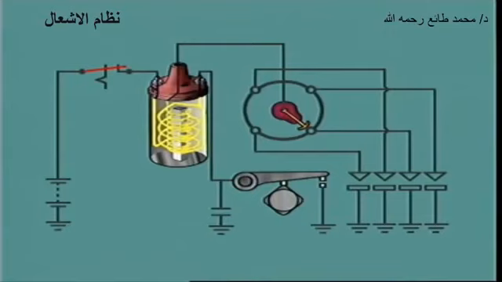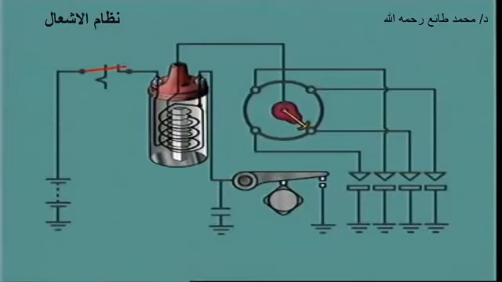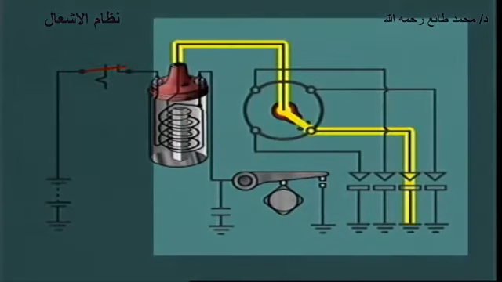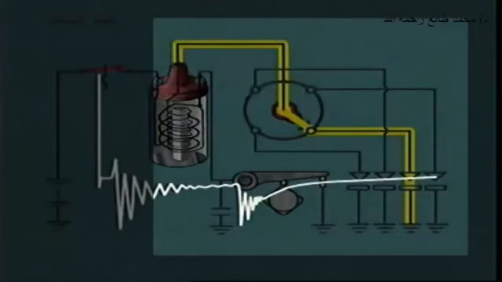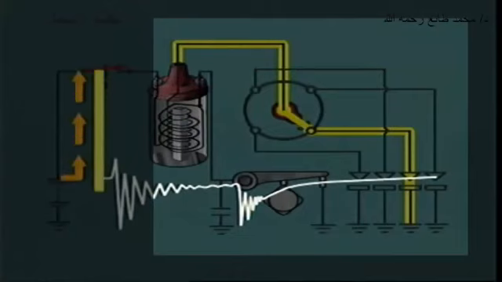This induces a voltage in the primary and secondary winding. Since the secondary winding has about 100 times as many turns as the primary winding, the secondary voltage can also be about 100 times greater than the induced primary voltage. As the high tension voltage builds up across the ends of the secondary winding, a voltage level is reached where the spark plug gap suddenly becomes conductive.